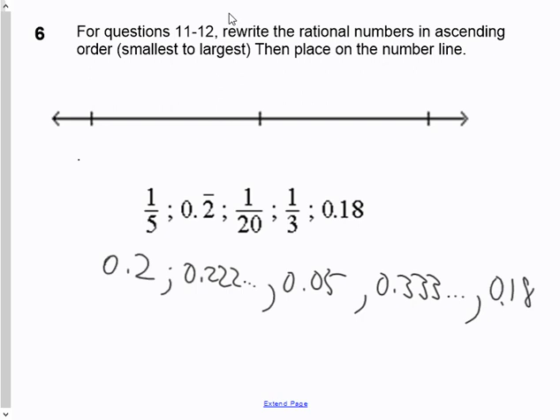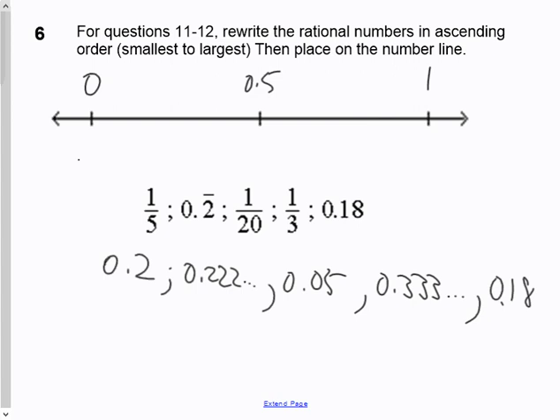That's just the first thing you had to do. And once you did that, you could place them on the number line. Since we're dealing with proximity to 0, I'll put 0 here, I'll put a half here, and I'll put 1 here. So once I have my number line, I'm just going to put these in order on the number line.